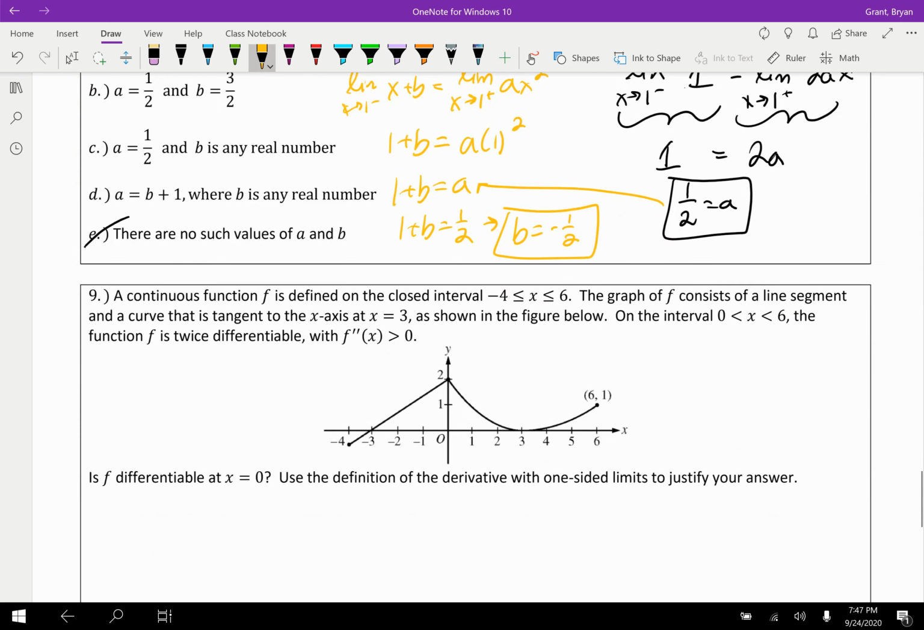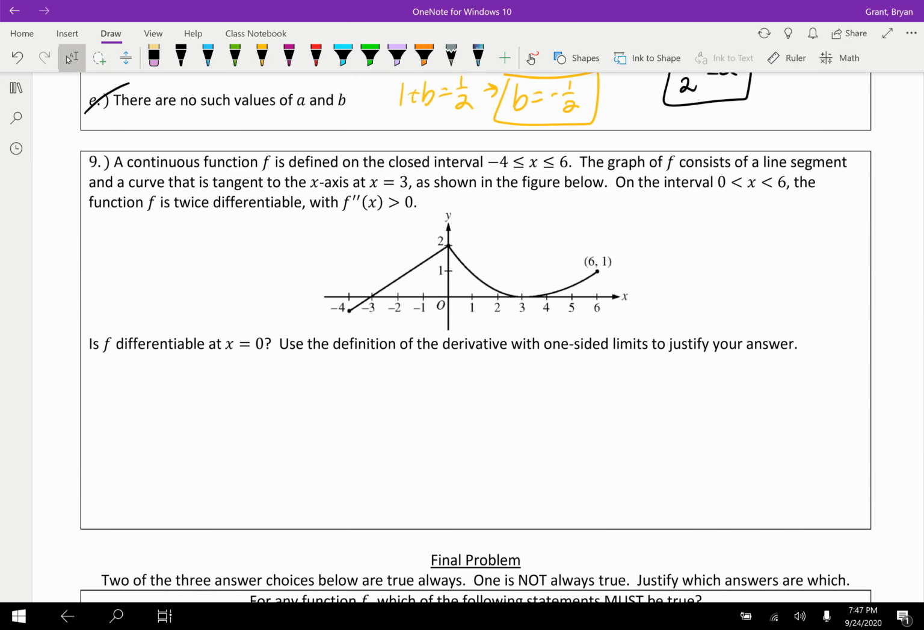2 problems to go. This one came from a free response quite some time ago, probably over a decade ago now. I bet it even came from the early 2000s when you were all wee babes, but that's okay. We have a continuous function that's defined on an interval. Graph of f consists of a line segment, right? We see the line segment here, and we also see a curve over here, of course.